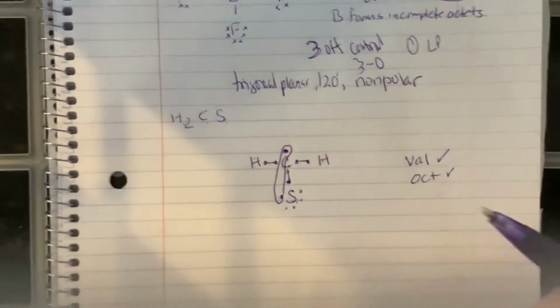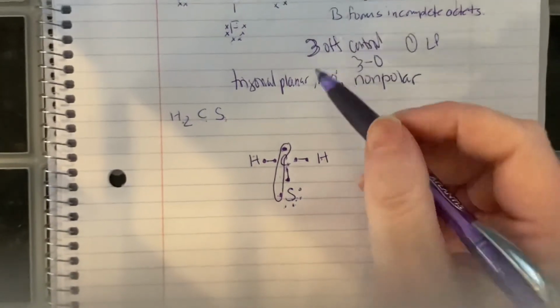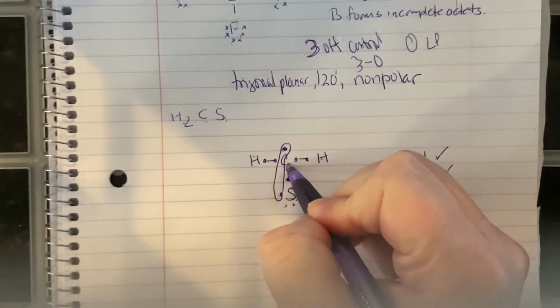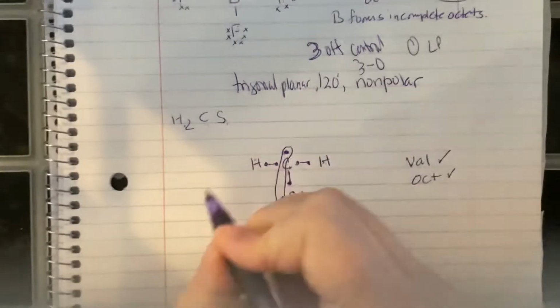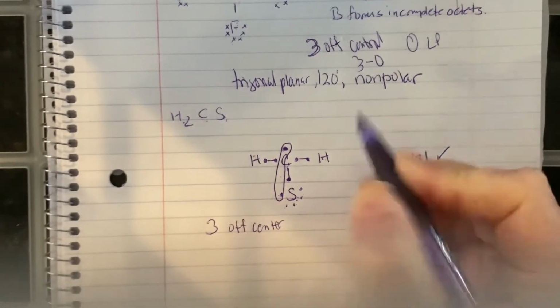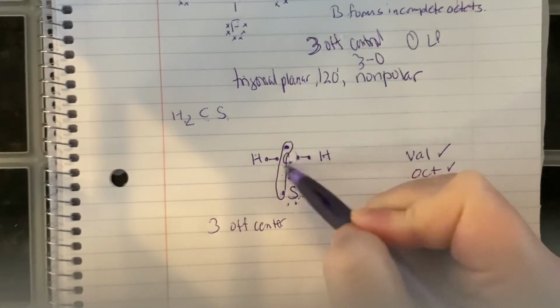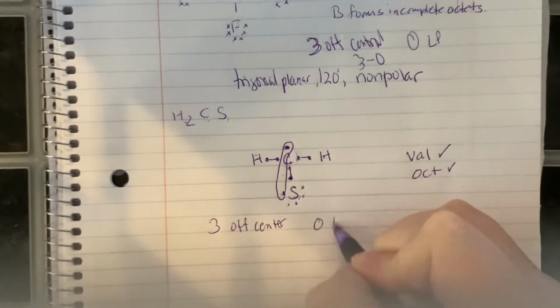And now when I go look at my VSEPR structure, remember I have to count the number of atoms off the center. So I'm not counting carbon. Besides carbon, I have 1, 2, 3. So I have 3 off the center. And lone pairs means any unbonded electrons just around carbon. Well, carbon doesn't have any, so 0 lone pairs.